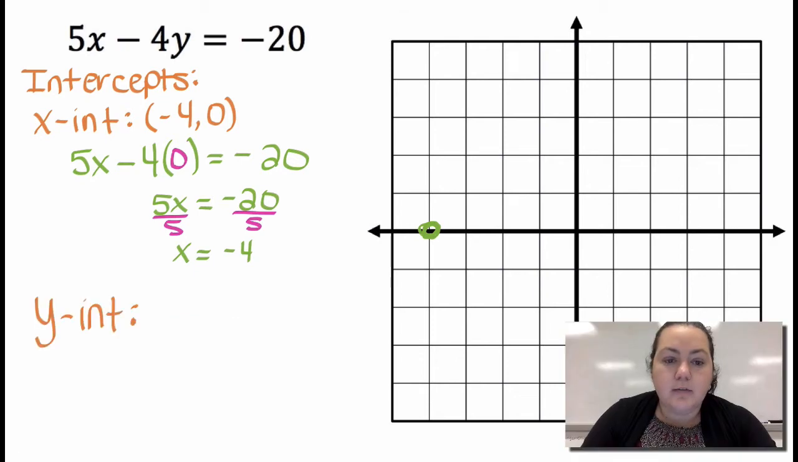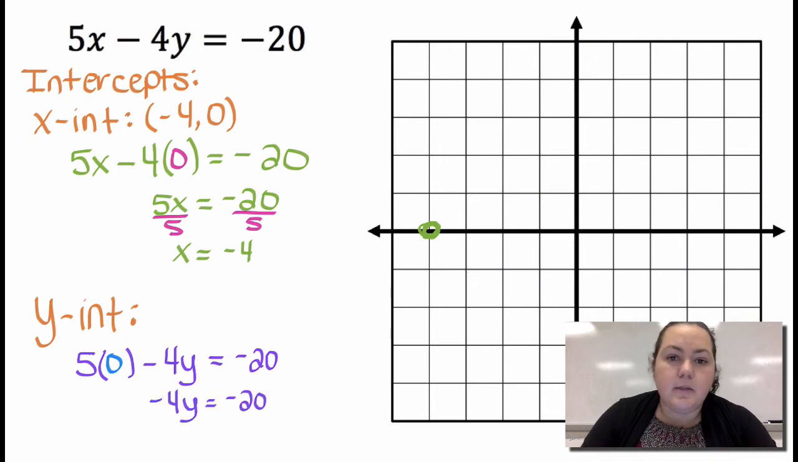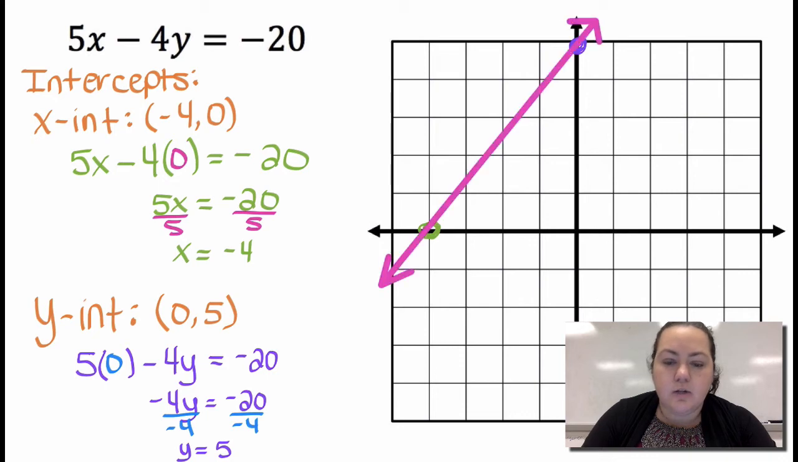My y-intercept, I'm going to plug in 0 for x. So it's going to be 5 times 0, which is 0. That's gone. That leaves me with just negative 4y equals negative 20. If I divide everything by negative 4, I get y equals 5. So my y-intercept is 0, 5. X was 0, y was 5. So I'm going to go to 0, 5 and put a dot there. And now I can draw my line.